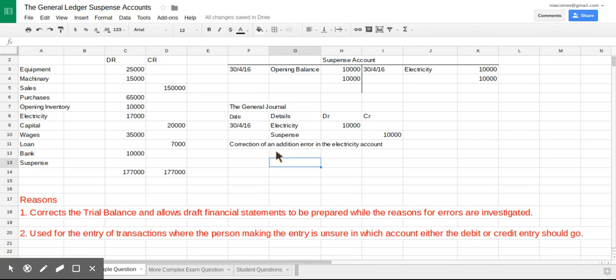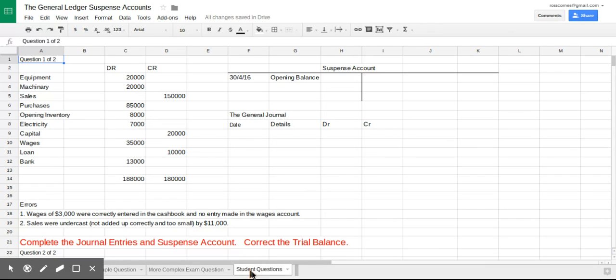Quite often they will give you some errors that actually don't affect the suspense account when they're giving you an exam question. So what I suggest you do now is you pause this video, and I've got a simple suspense account question here with 2 errors in that you need to have a go at doing, and then come back to the video as soon as you've done that question.